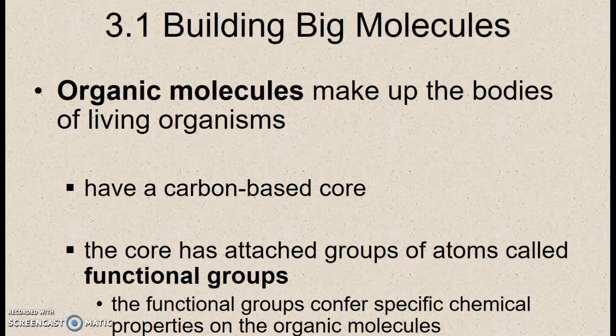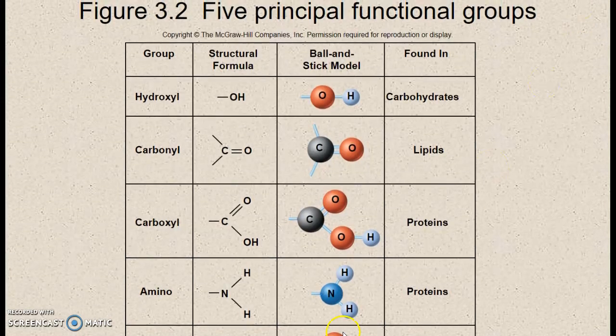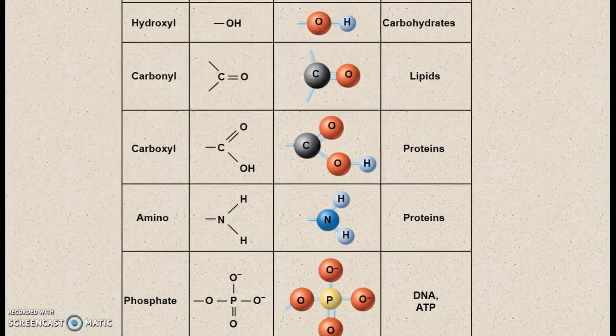And before I get started on that, I wanted to draw your attention to this chart, which is from Figure 3.2 in your textbook. This chart has functional groups, and the ones that I would like for you to know are hydroxyl, which is an OH group, carboxyl, which is a carbon double bonded to an oxygen and single bonded to a hydroxyl group, amino, which is a nitrogen bonded to two hydrogen atoms, and phosphate groups, which are at the bottom. I'm going to try to show you if I can drag the screen down.